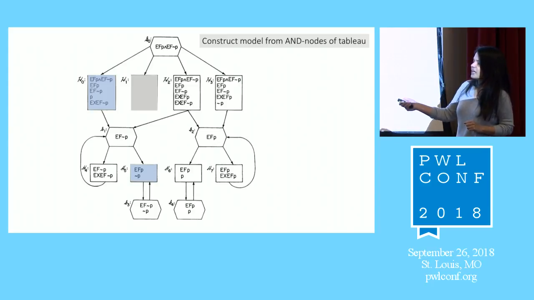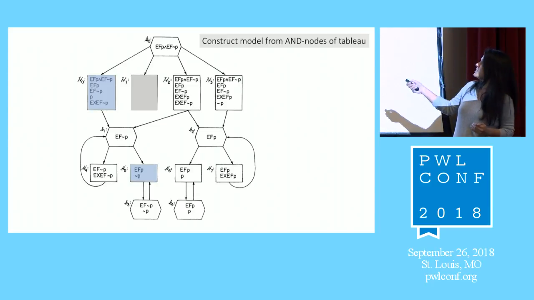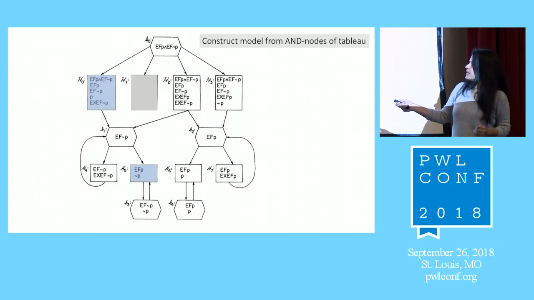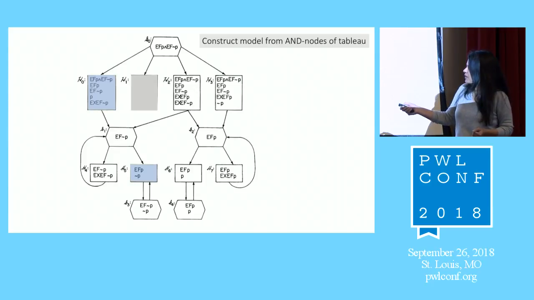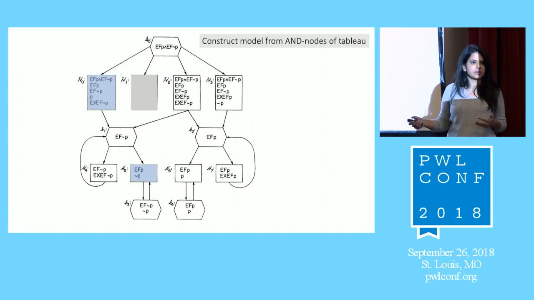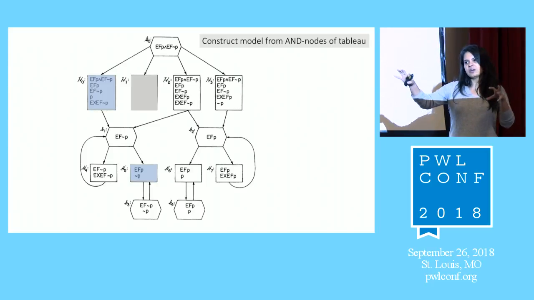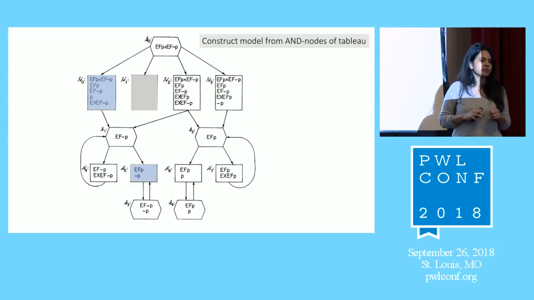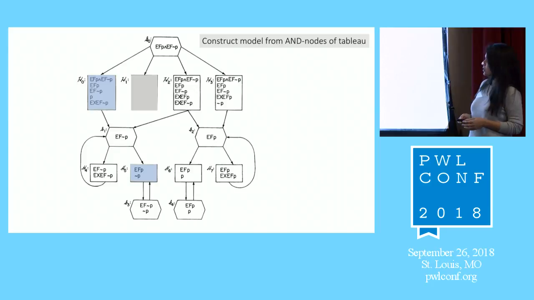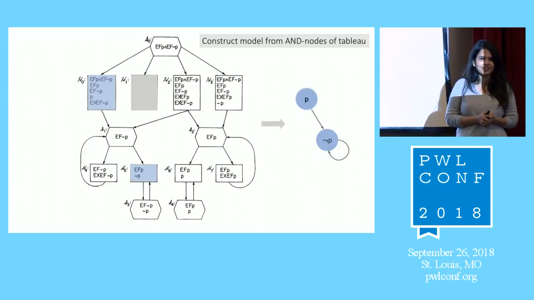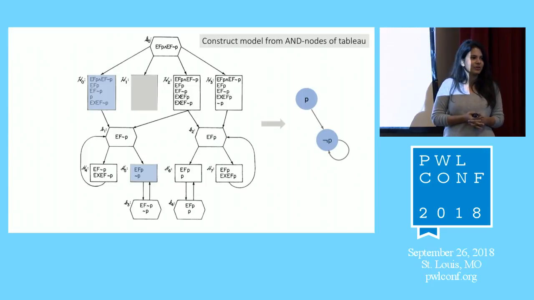In this node, P holds, so P is satisfied, and hence EFP is satisfied. But it says that we still have an obligation to satisfy EF not P in the next step. And to do this, we follow its successors and obtain this AND node in which not P is satisfied. So you're essentially splicing together all the AND nodes from the tableau, making sure all the eventualities are fulfilled to capture the model. This is what the final model looks like. It's fairly simple, but there was a complex path to arriving at this model.